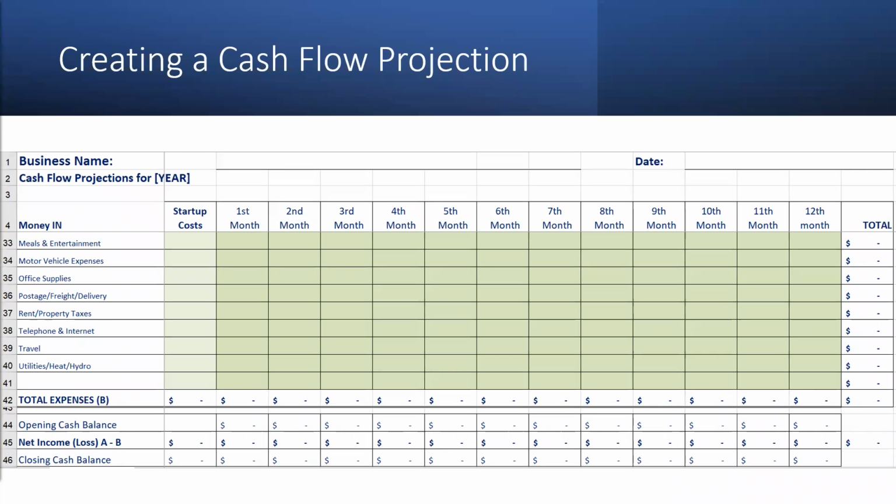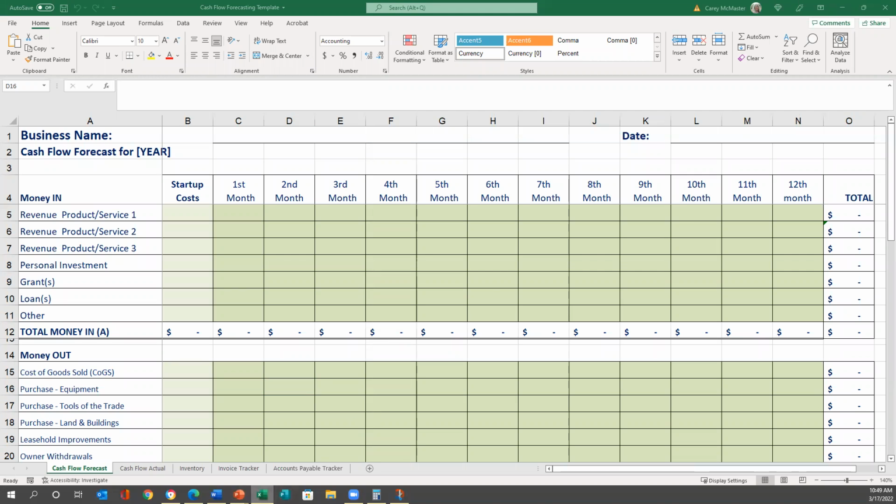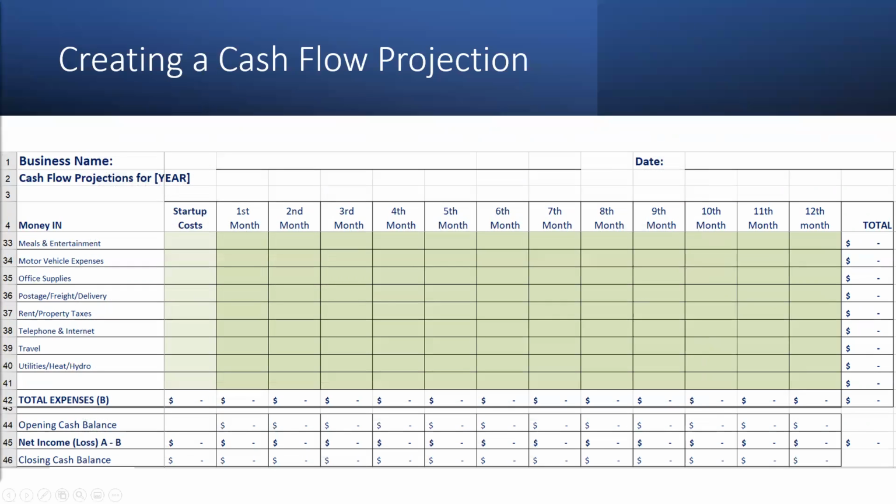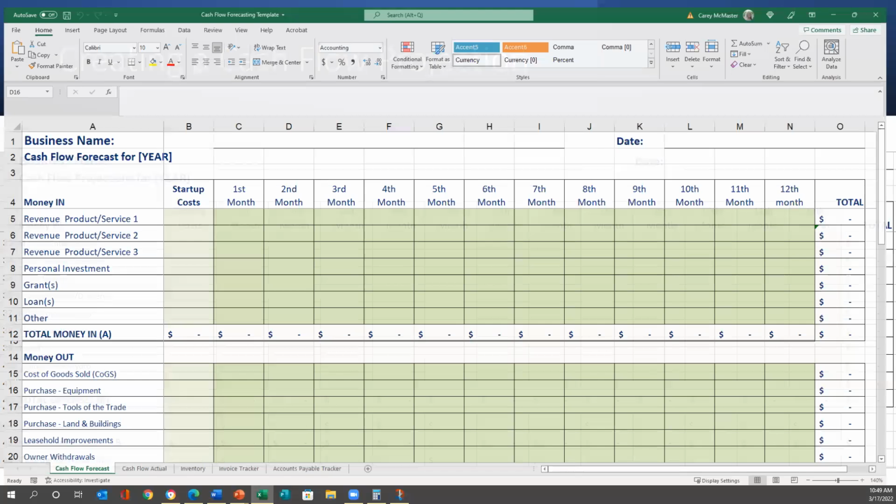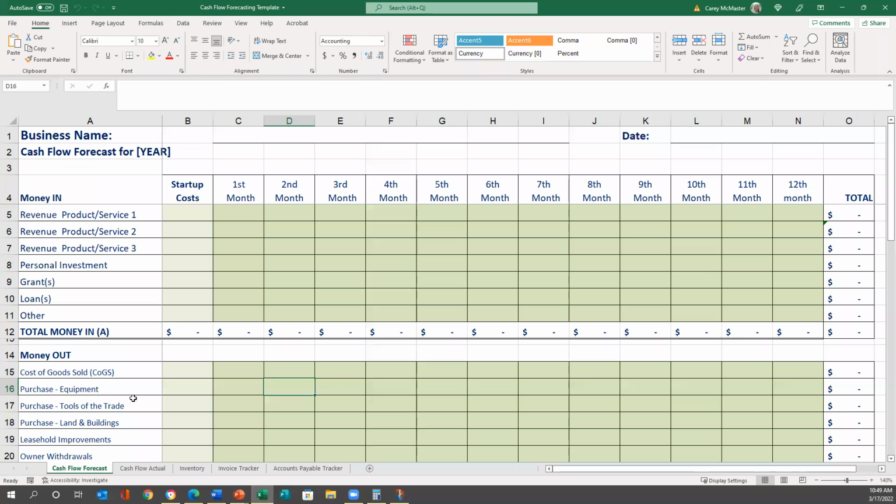So this is the cash flow projection template that I sent out, and I'm going to change my screens now because I'm going to go into my Excel spreadsheet and go over each line item as to how you would calculate what those sales are, what those expenses are, and how it's going to leave you at the end of each month. So let me just switch over here. Okay, so this is the cash flow forecast for the year. This is the template that I sent out to you.